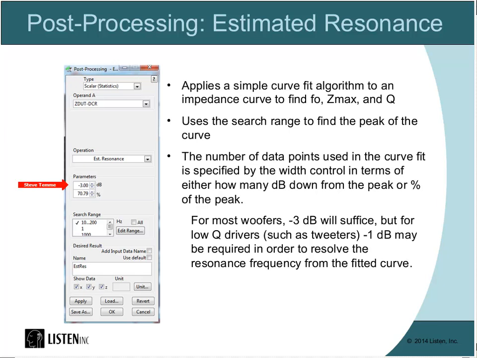Now, there's a problem if you have a low Q driver, such as a tweeter. There very well may not be a minus 3 dB down point because the Q is so low and the curve will just flatten out. In those cases, you want to use something like minus 2 dB or minus 1 dB.